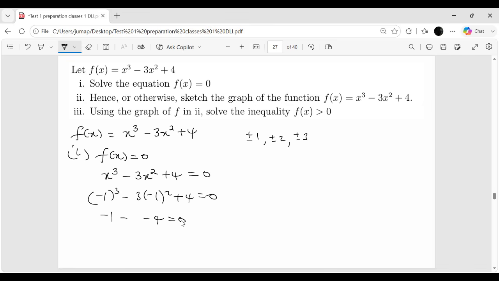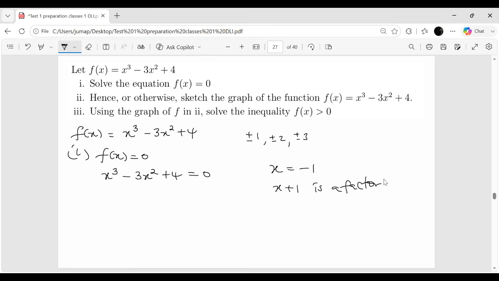So what you do with your factor, you don't keep it as negative 1, you write it as an equation. So when x is equal to negative 1, that is when the expression is giving us 0. So meaning that as an equation, the factor that comes out is going to be x plus 1. So x plus 1 is a factor. That's what you're going to do.